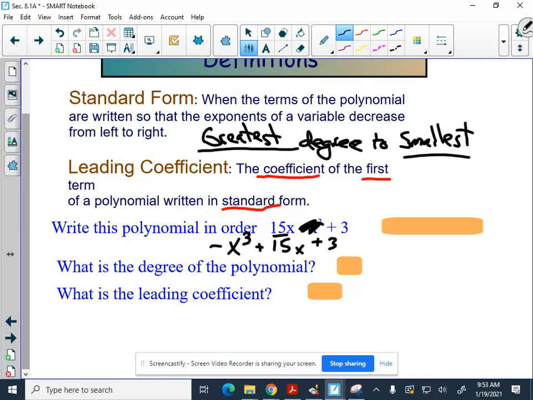What's the degree? Remember, we look at all 3 terms. What's the biggest degree? You did that to start. What was it? 3. Because this is a 3, this is a 1, this is a 0. And we just take the 1, we don't add them up, right? What's the leading coefficient? What number is in front there? Be specific. Negative 1. Okay?